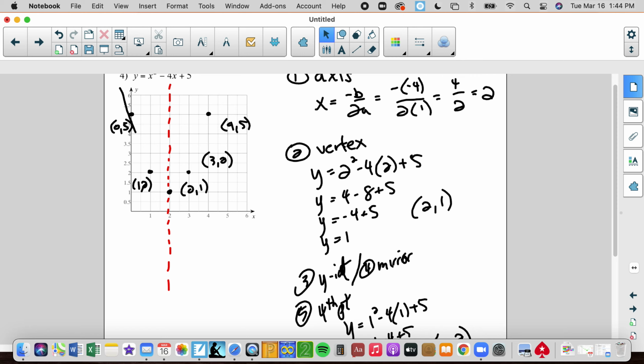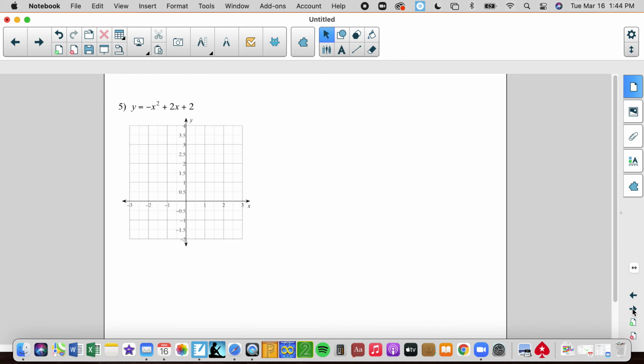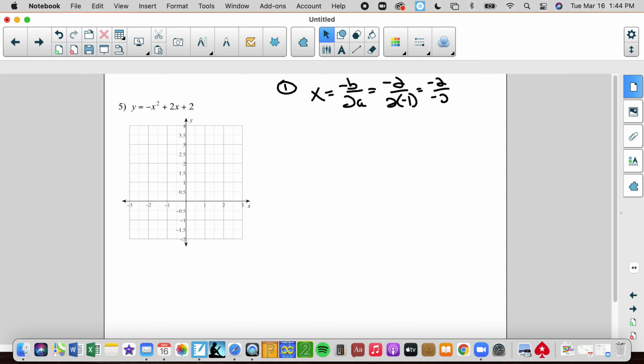I have 5 points. I'm going to connect them, and hopefully now you see how it's getting pretty fast. All right, you can do this, right? This is pretty good. So x equals the opposite of b over 2a. So the opposite of 2 over 2 times -1, which is -2 over -2, which is 1. Axis of symmetry, did I do that right? Opposite of b, a is -1, yep.